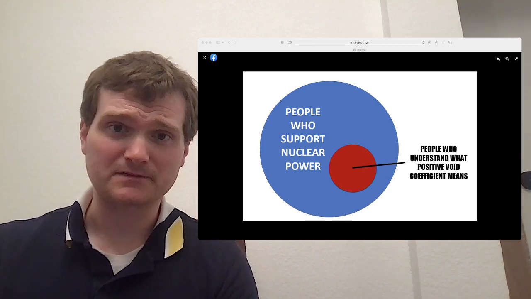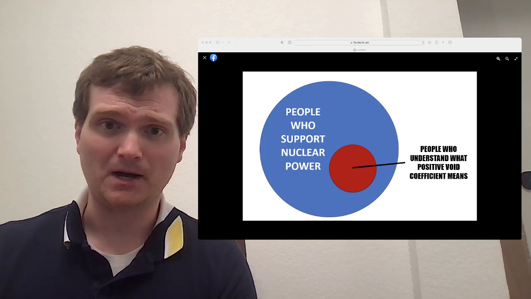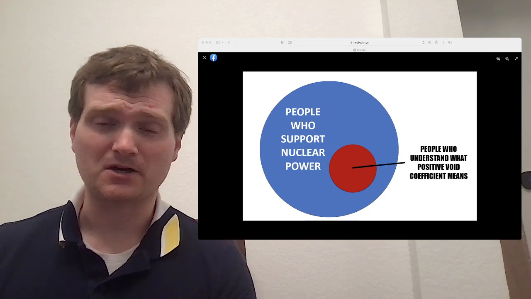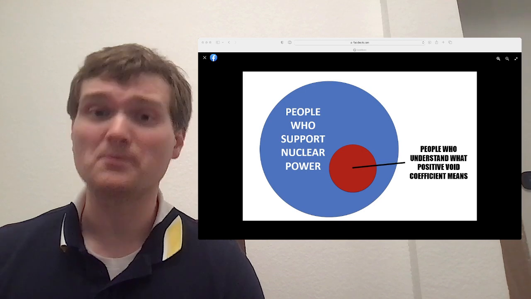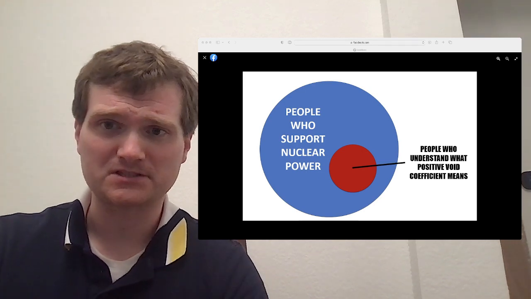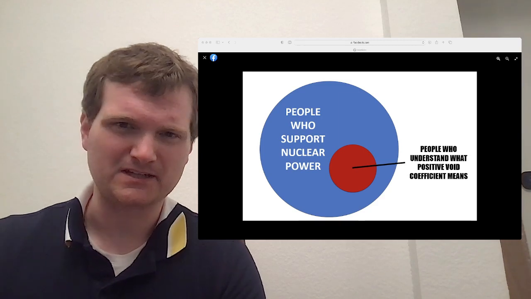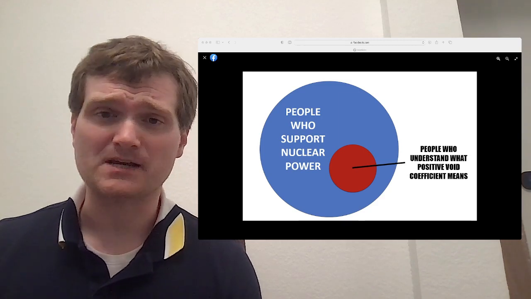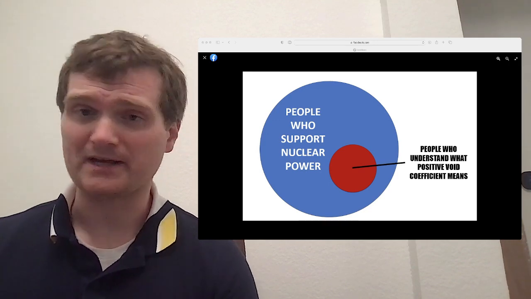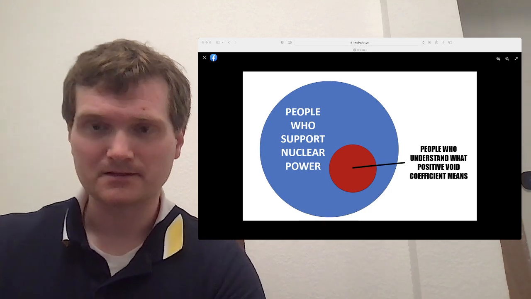And a positive coefficient means an increase in a certain parameter causes reactor power to go the same direction, to go up. And a negative coefficient, say we had a negative moderator temperature coefficient, that would mean as moderator temperature goes up, reactor power goes down.